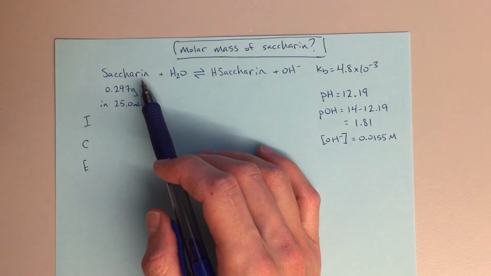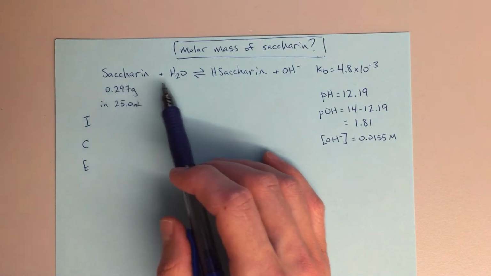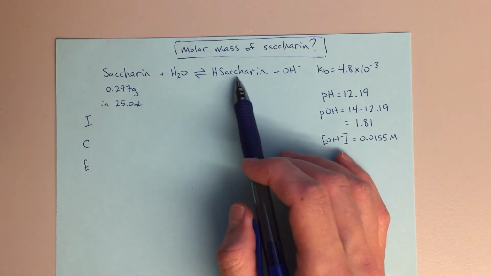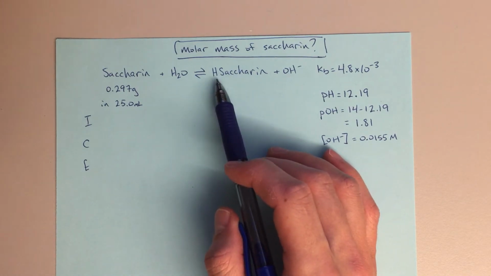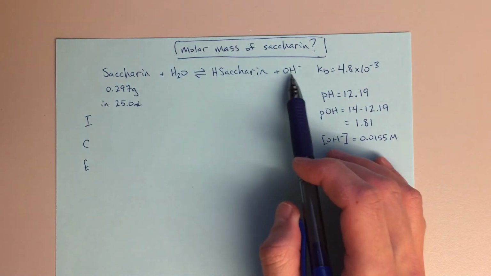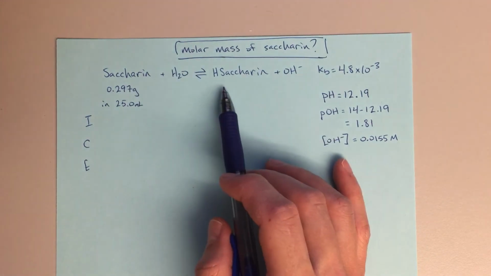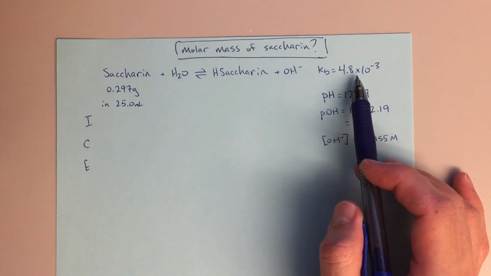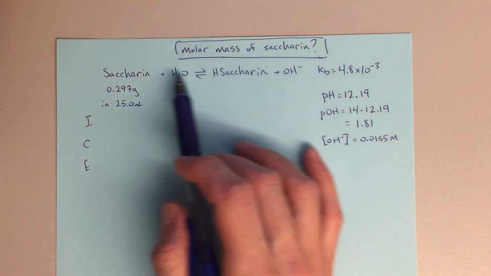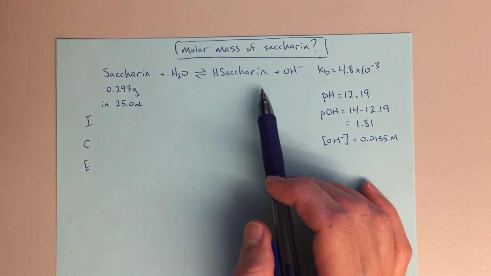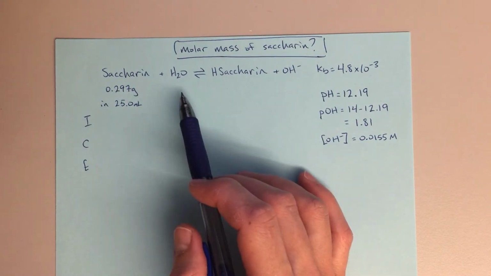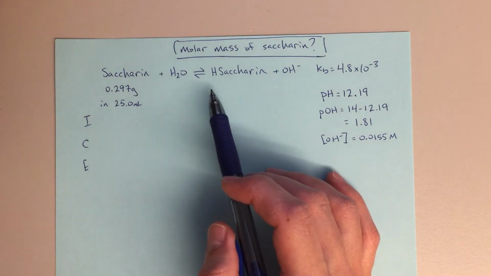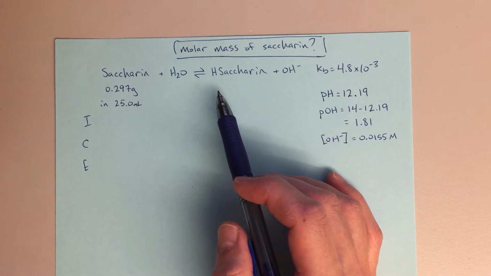I don't know what saccharin is, and that's okay. I can just write saccharin plus water is going to be in equilibrium with H saccharin, so saccharin has accepted the proton, acting as a base, plus OH minus. This is the general form of a Kb equation, and I've written my Kb value off to the side. This is definitely the first thing that you should have on your page. If you did not write this down on your page, shame on you. This is really very important, that we get in the habit of writing these equilibrium equations down.